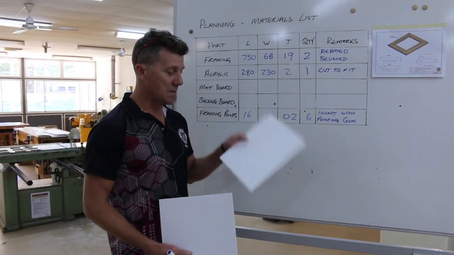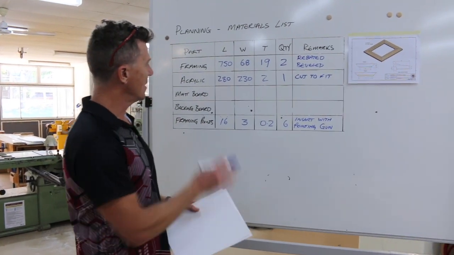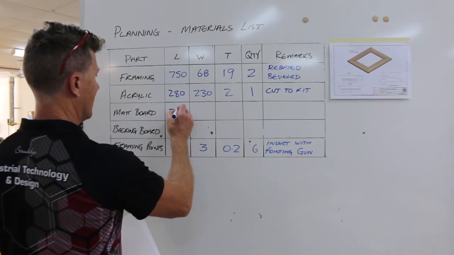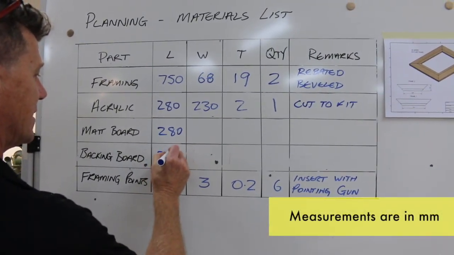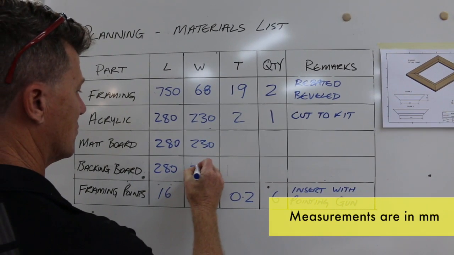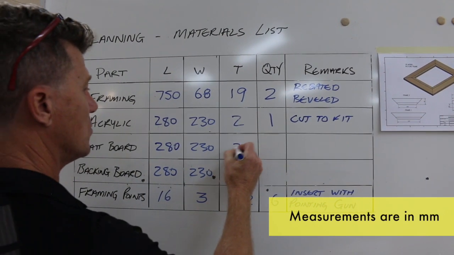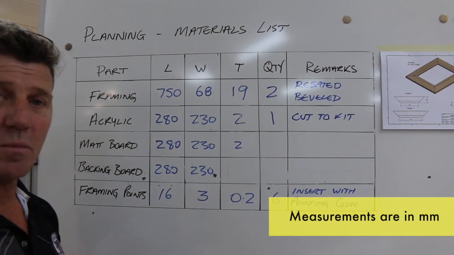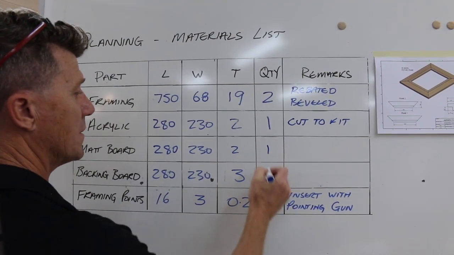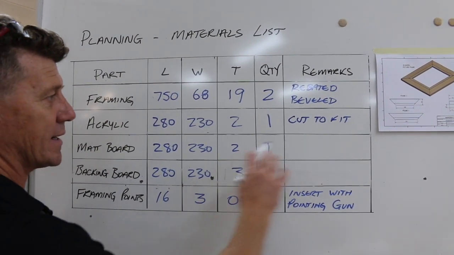The mat board and the backing board are the same overall sizes, but they're just slightly different thicknesses. So let's write those in. The length being 280, 280. The width 230, 230. The thickness of my mat board is 2mm and the thickness of my backing board is 3mm. The quantities 1 and 1. In the remarks, same as these, we're going to cut these to fit.